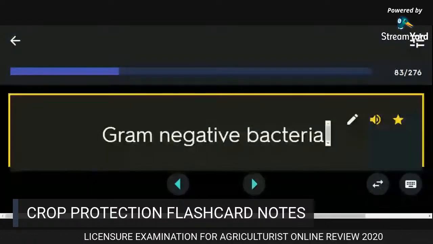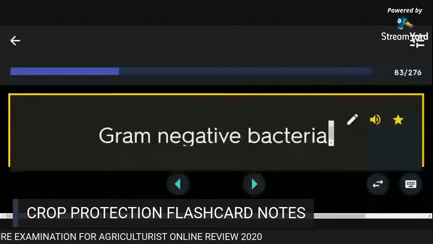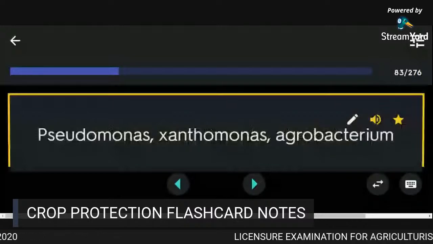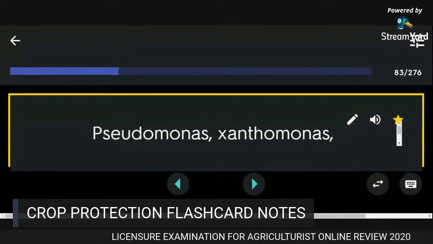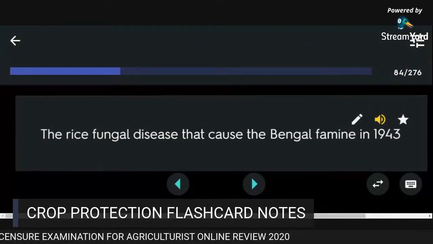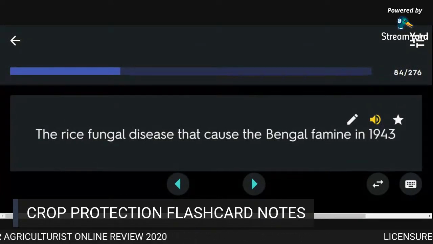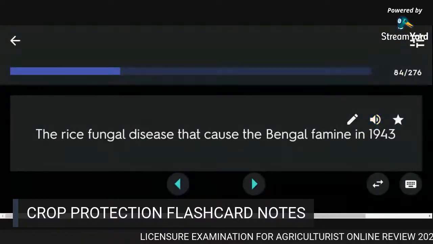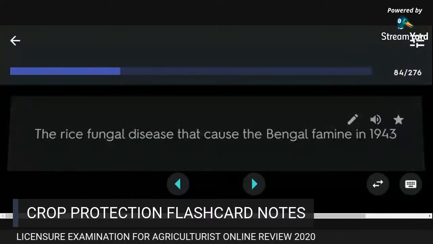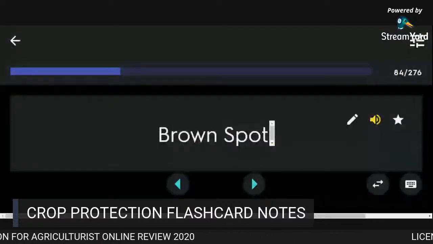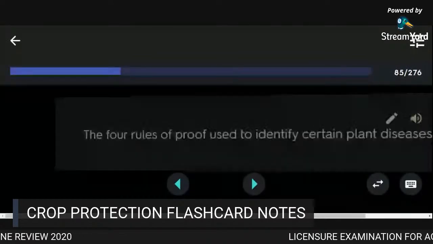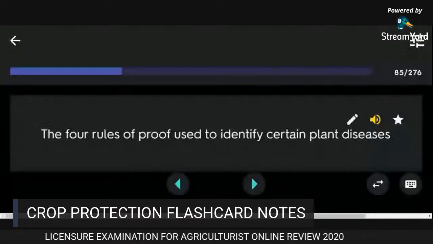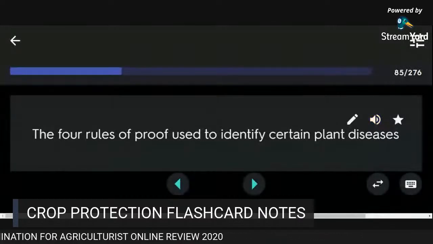Gram-negative bacteria: Pseudomonas, Xanthomonas, Agrobacterium. The rice fungal disease that caused the Bengal famine in 1943. The four rules of proof used to identify certain plant diseases: Koch's rules.